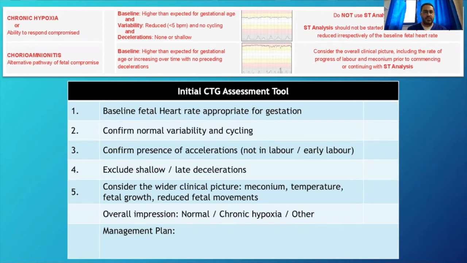Okay. So don't be confused about the sticker. If the sticker is not there, this is what you need to be thinking about. Is the baseline appropriate? Variability and cycling, accelerations present, late or shallow decelerations not absent. And then as we're starting labor, we just need to make sure that this baby is happy to go ahead. Okay. So that's the first category, the category that is not really fit for labor.